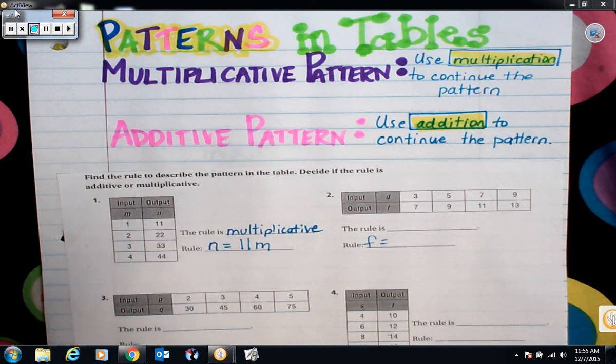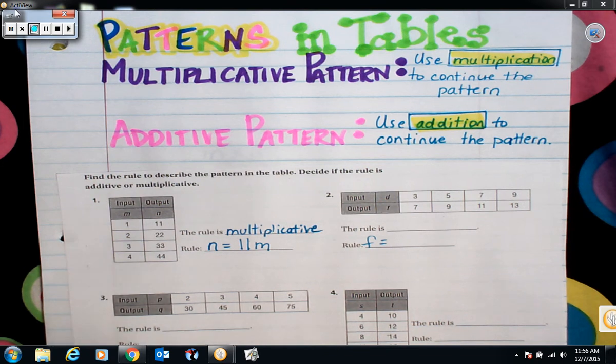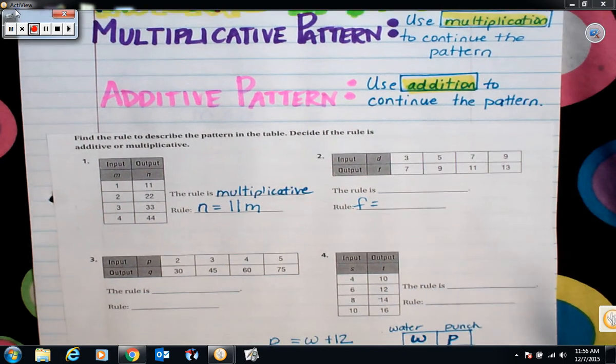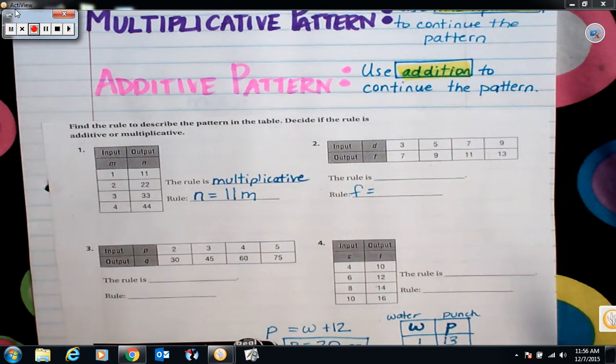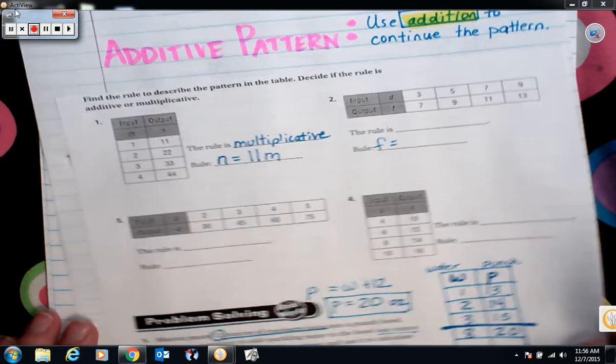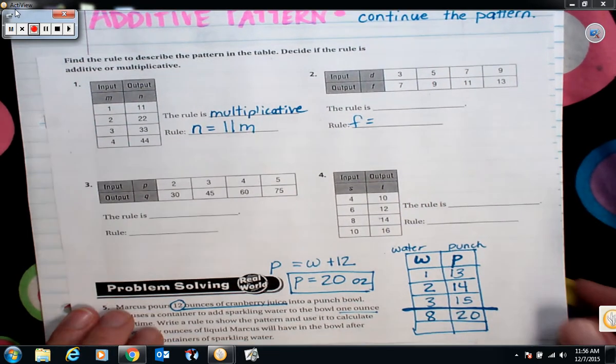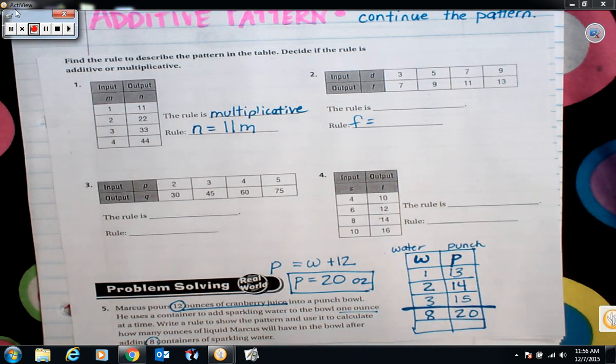So on a multiplicative pattern, you're going to use multiplication to continue the pattern. On an additive pattern, you'll be using addition to continue the pattern. So we did number 1 together, so let's look at number 2. Number 2, I'm looking to see if this is an additive pattern or a multiplicative pattern.